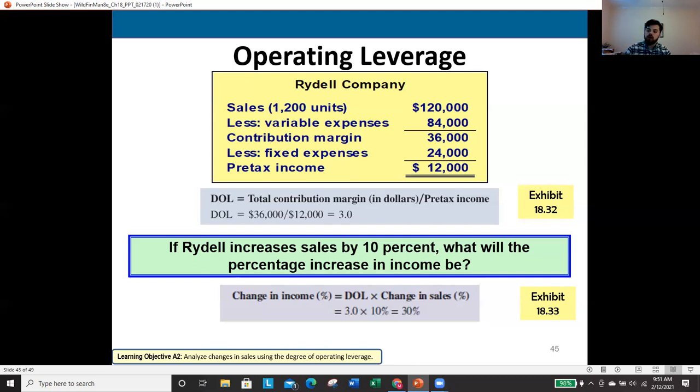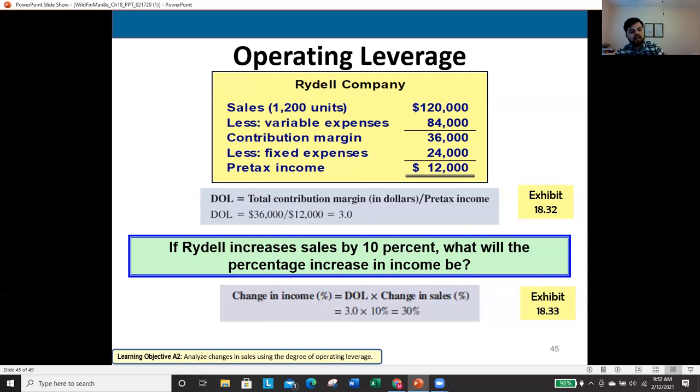You said, well, that sounds great. I only need to increase sales by 10% to increase income by 30%. And I say, you're right, that is true. But what's the downside of this? Well, if your sales decrease by 10%, your income decreases by 30%, right? It works both directions. So while it can be very beneficial if you have a high degree of operating leverage, if you are successful, right, you can make very, very large amounts of profit very, very quickly, right?